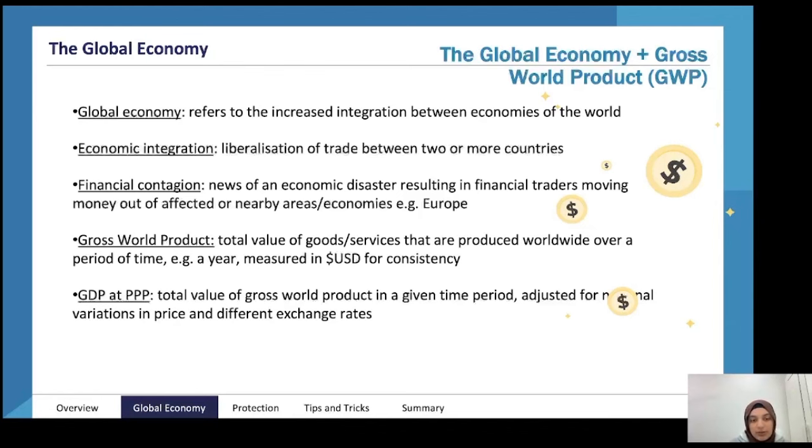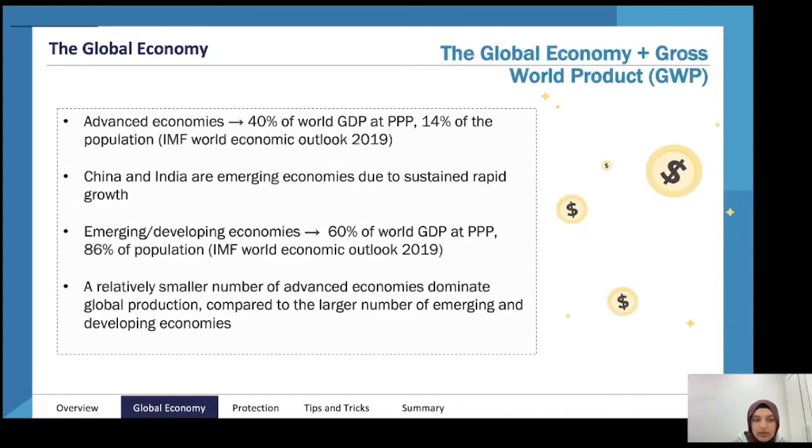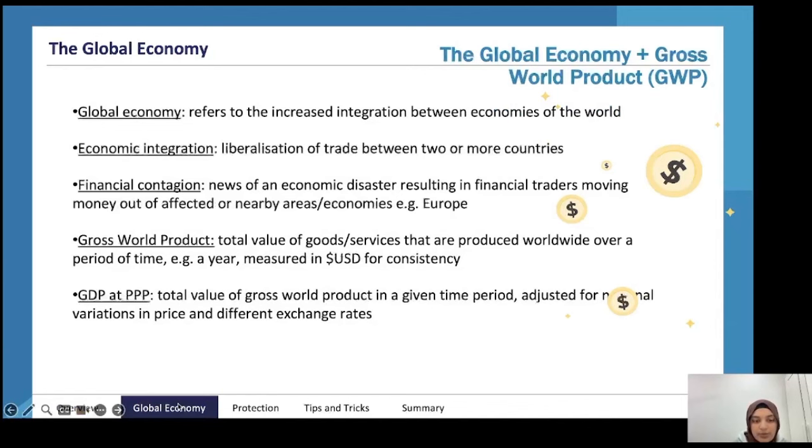We have then got gross world product, which refers to the total value of goods and services that are produced worldwide over a period of time, for example, a year, measured in the US dollar for consistency. So it's quite important to make sure that you understand gross world product, which is something the syllabus talks about as well. And then GDP at PPP: the total value of gross world product in a given time period, adjusted for variations in price and different exchange rates. Just to note quickly with the PPP, essentially they're trying to remove the effects of one-off little fluctuations or volatility because that's not an accurate depiction of the price. So they're taking that out to have a more adjusted and accurate GDP.